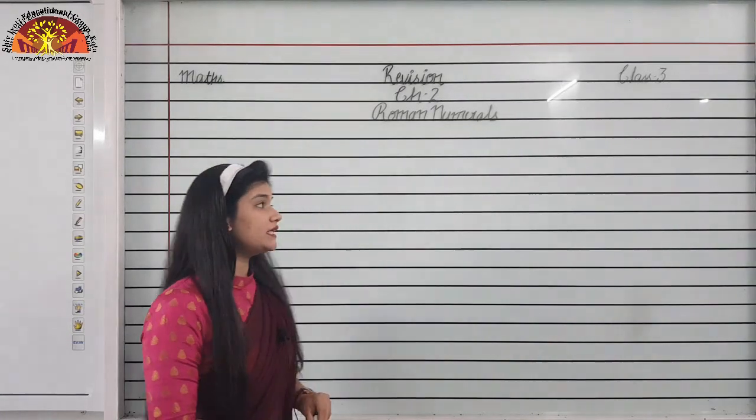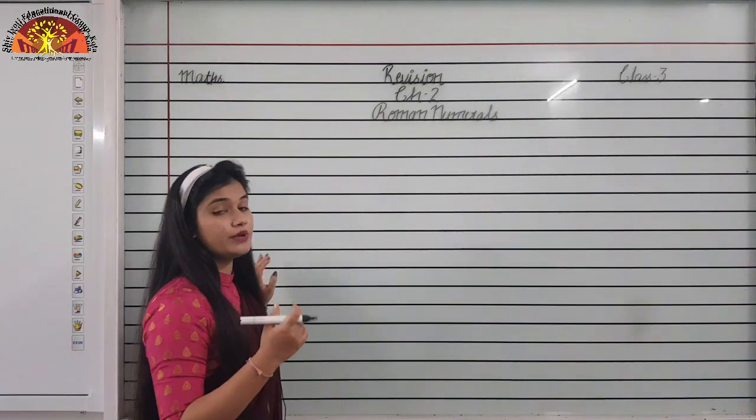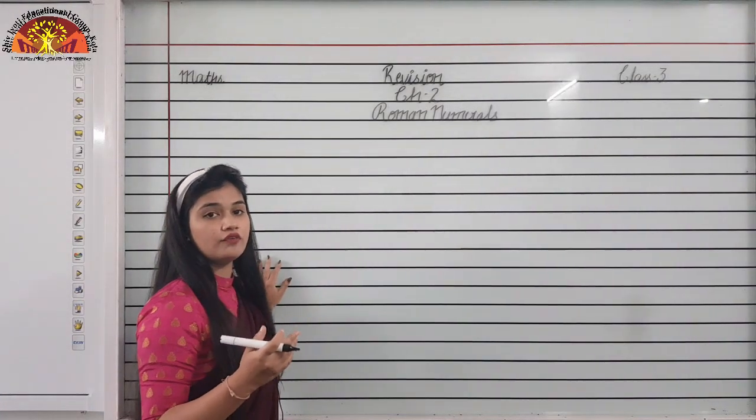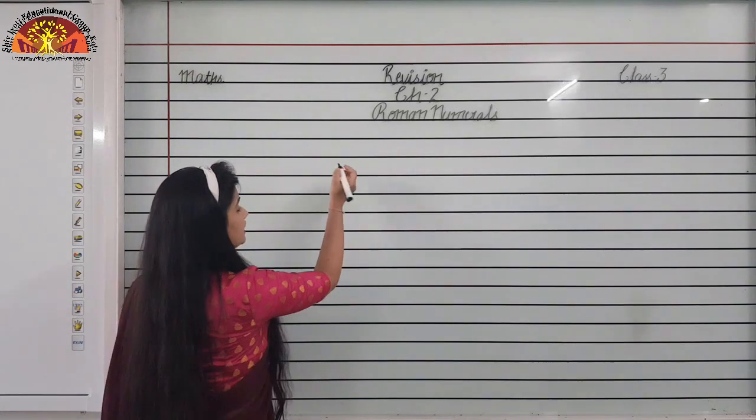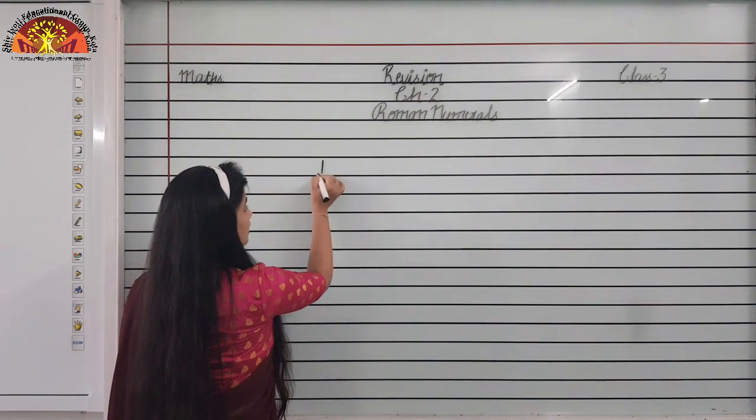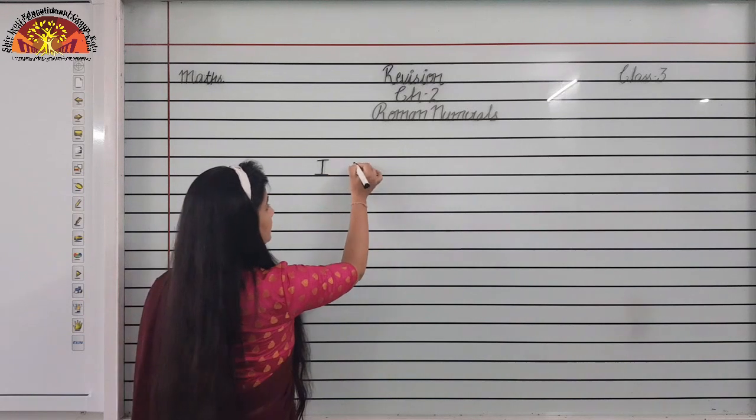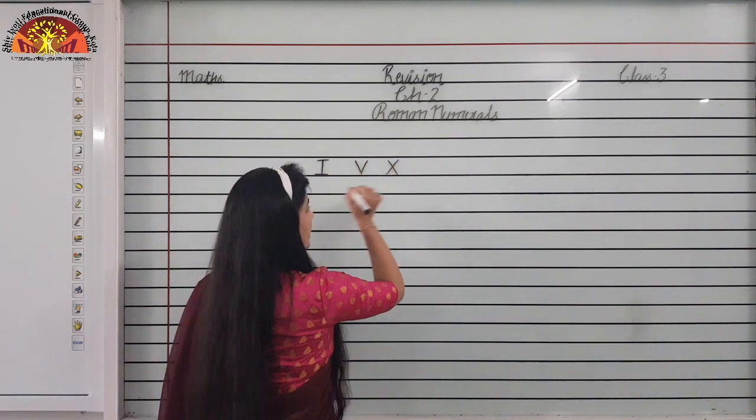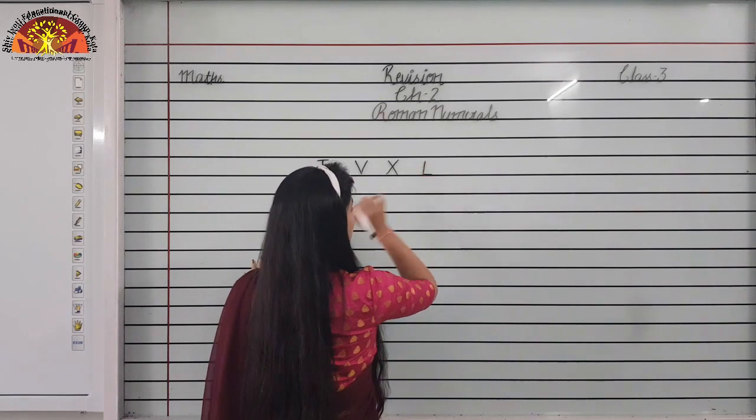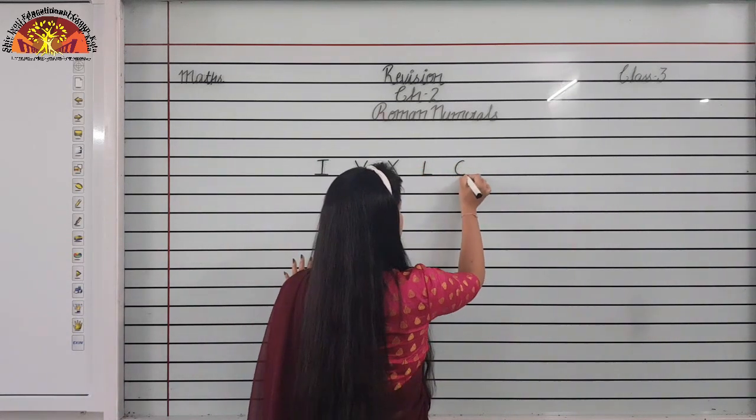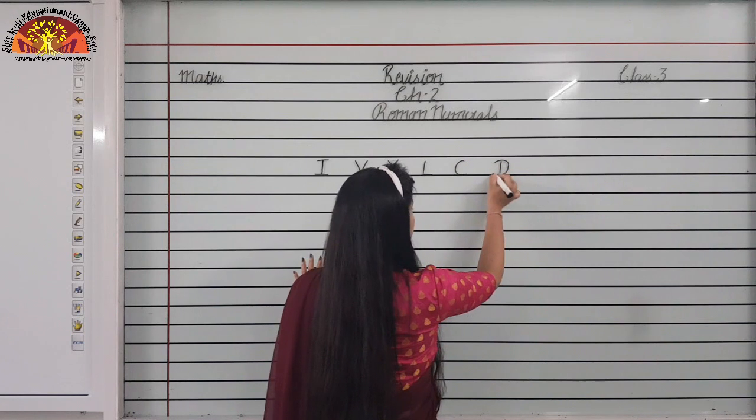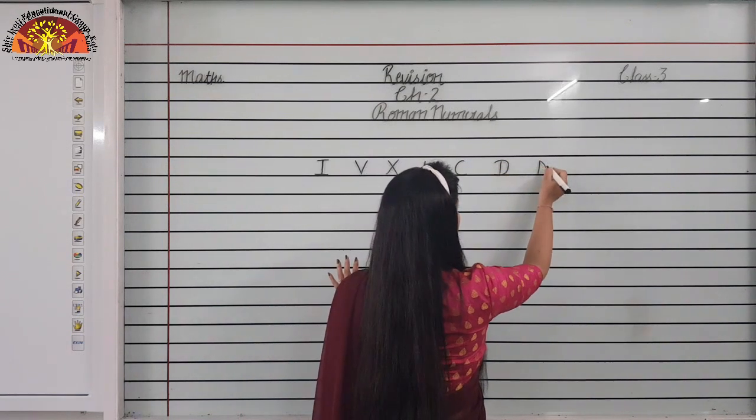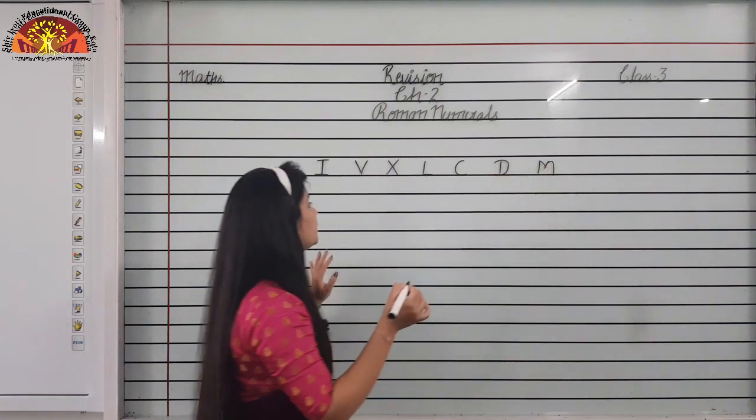Students, today we will revise chapter 2, that is Roman numerals. Basically, Roman numerals are based on 7 letters of the alphabet. The 7 letters are I, then V, then X, then L, C, D and M.